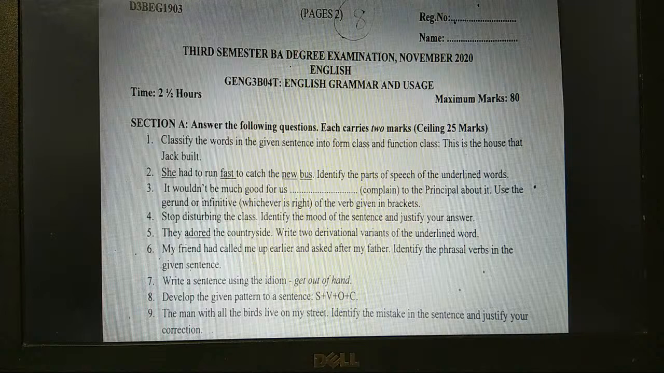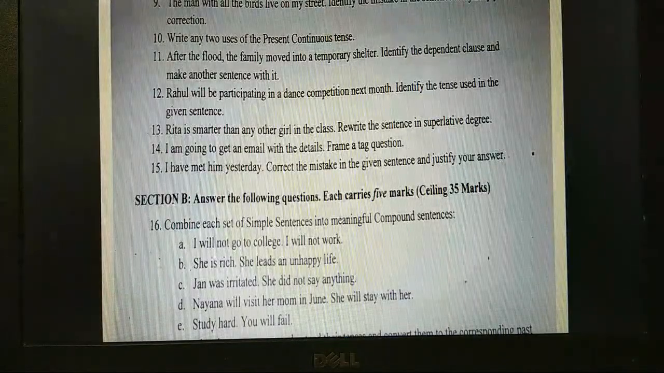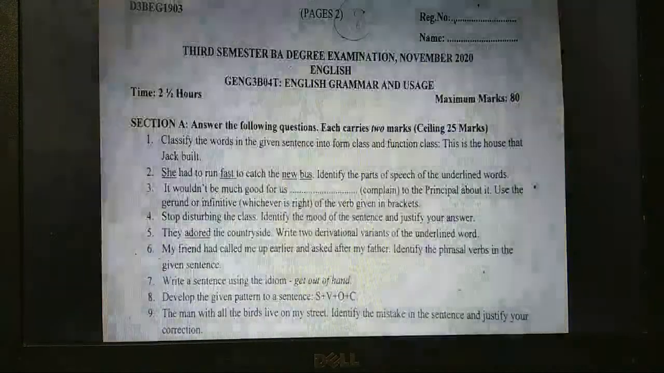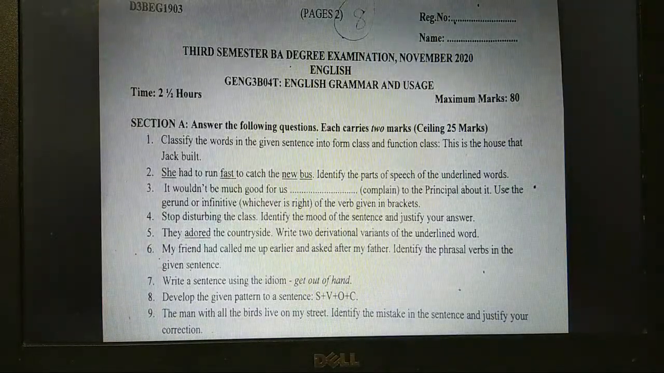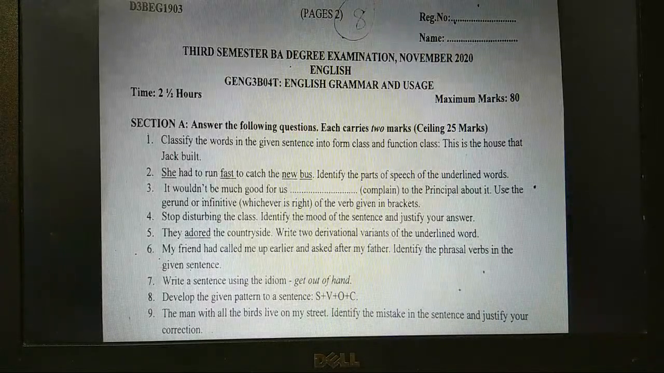You can see the 9th question. I'm changing the slide. We have the same question in this slide. Okay, so look at that. No, it is not clear there. So we will have the previous slide. Okay, 9th question. The man with all the birds live on my street.